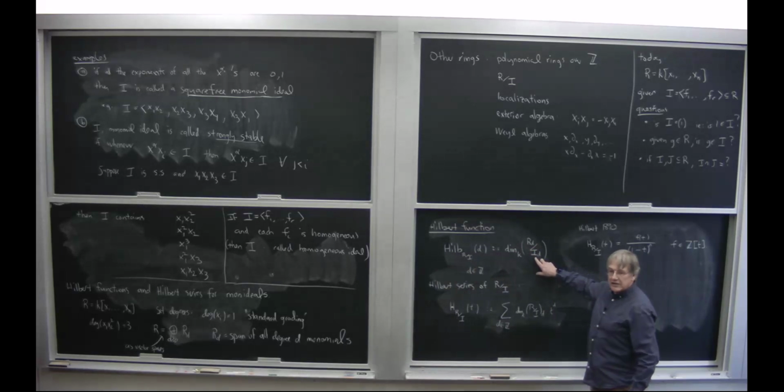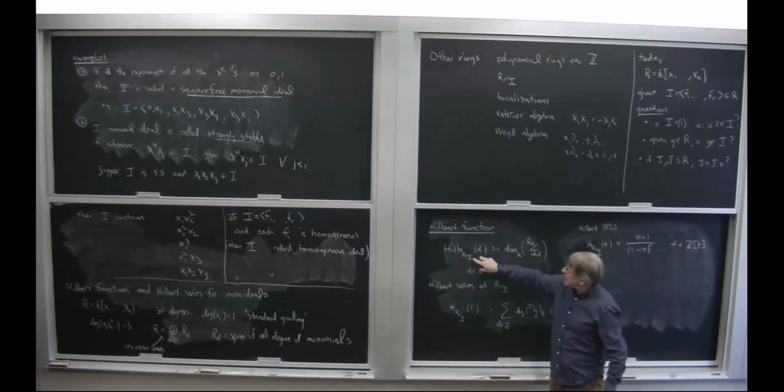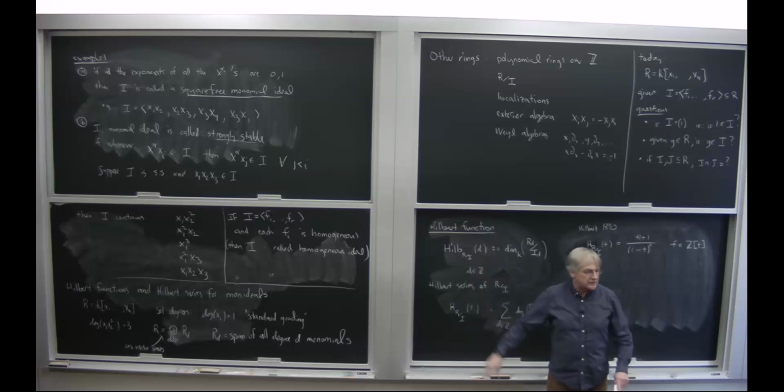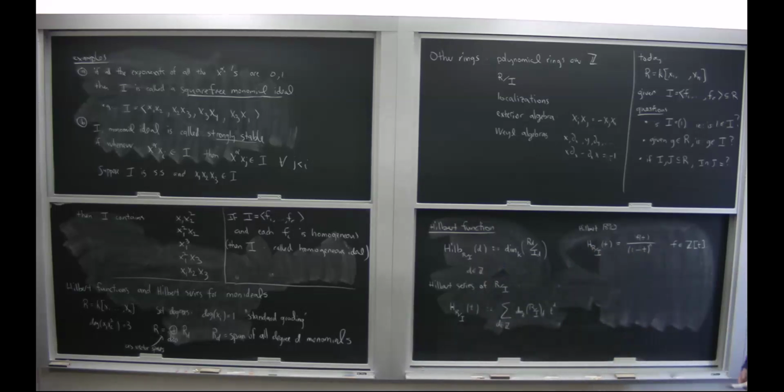Actually, in this case, if D is negative, it's 0. There is nothing there. Okay. But the reason I do it this way is because if I have an arbitrary graded module, it might have stuff in negative degrees. And so we're going to be interested in that case.